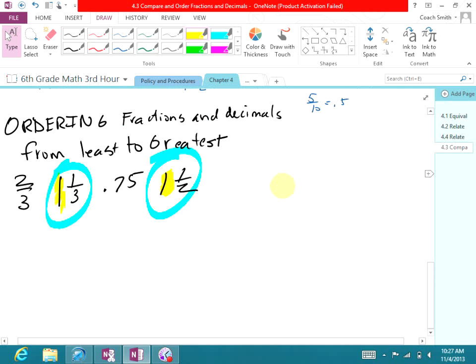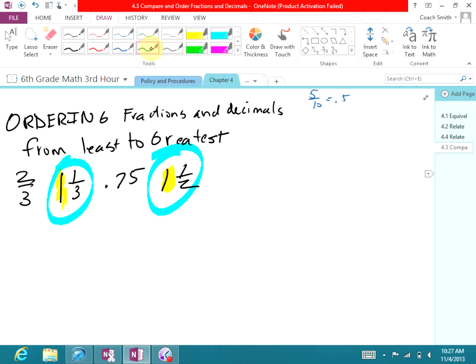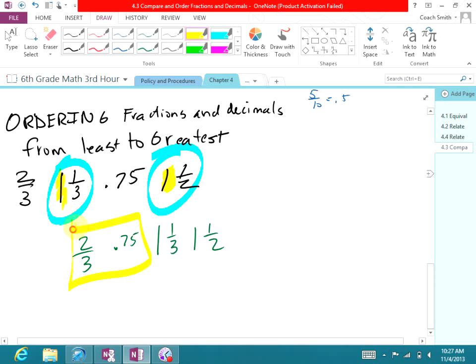so immediately I can do this. I can rearrange those numbers. Okay, and I can compare these two, and I can compare those two. Because I know these two numbers, 2/3 and 0.75, are smaller than my other two numbers. Now, what I have to look at is the 2/3 and the 0.75.